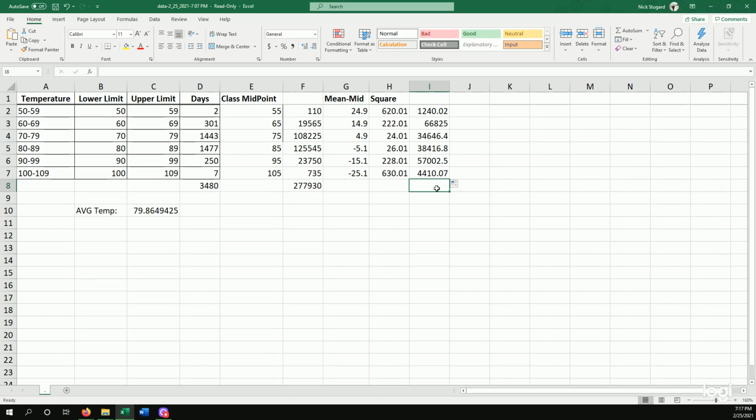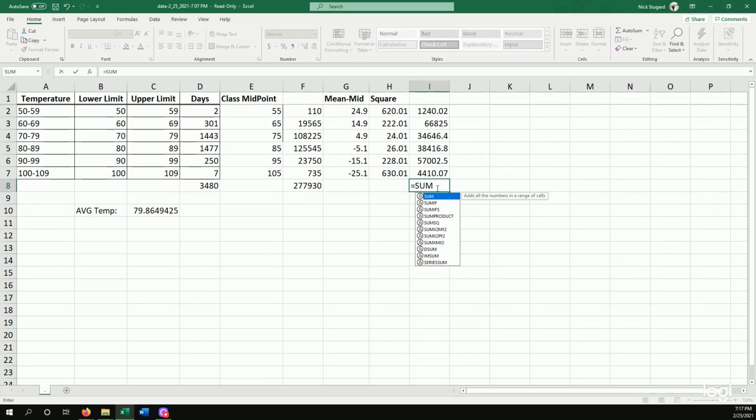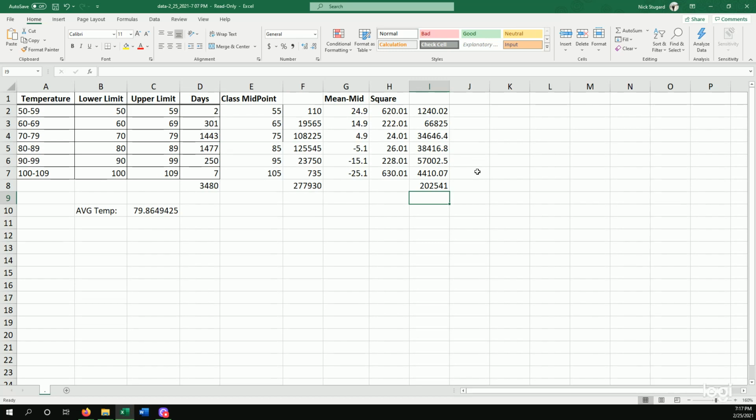And this is another one where we're going to need the sum. So we take the sum. The sum now is about 202,000. And what I want to find now is my variance. My variance is going to be the average of how many times my square was off. So this big number divided by my total frequency, which is still that cell there with my total number of days, and enter.